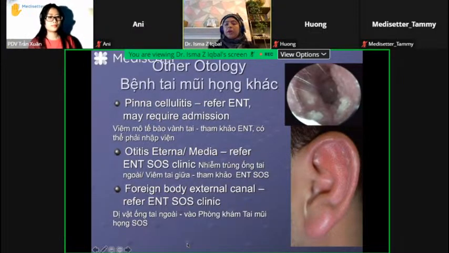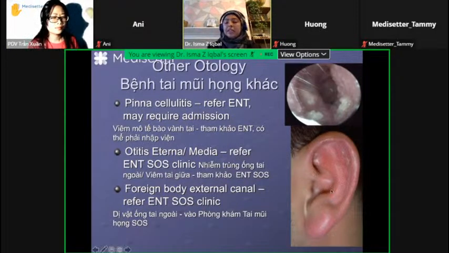So, other ear emergencies that you can present with, the first one is pinnacellullitis. So here you've got inflammation of the entire ear, and that's called pinnacellullitis. So it's infection of the skin of the ear.